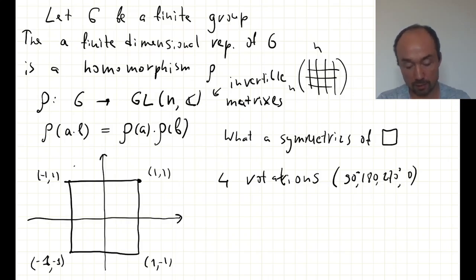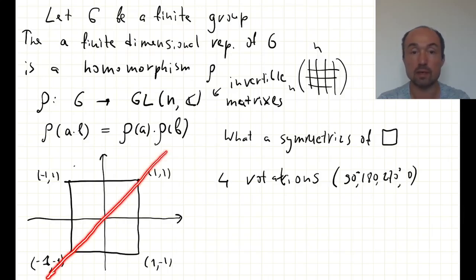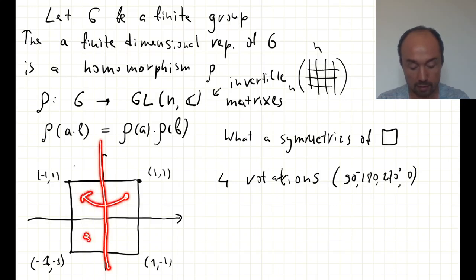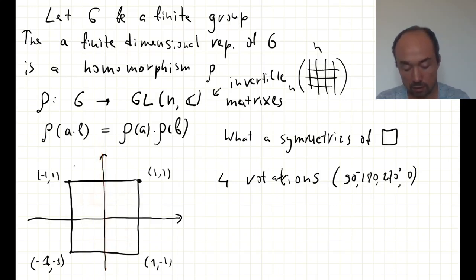Okay, we have 4 rotations, and apart from this we also have some other symmetries. Namely, we can take an axis of symmetry of the square, for example this diagonal, and reflect the square with respect to this diagonal. So a point here will go here, a point here will go here, and we have some other axes of symmetry. So additionally we have 4 reflections.